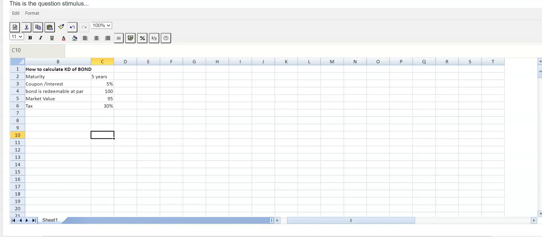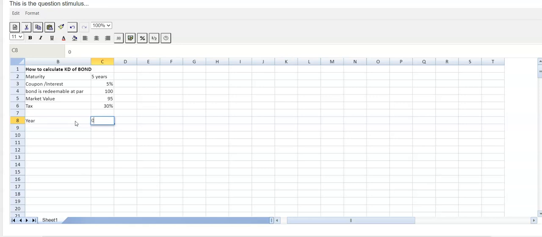In this video, we are going to learn how to calculate KD, YTM and market value on the ACCA CBE platform. Let's suppose there is a question that maturity is of 5 years, coupon or interest rate is 5%, bond is redeemable at par, market value is 95 and tax is 30%. So there is a quickest way to solve this.